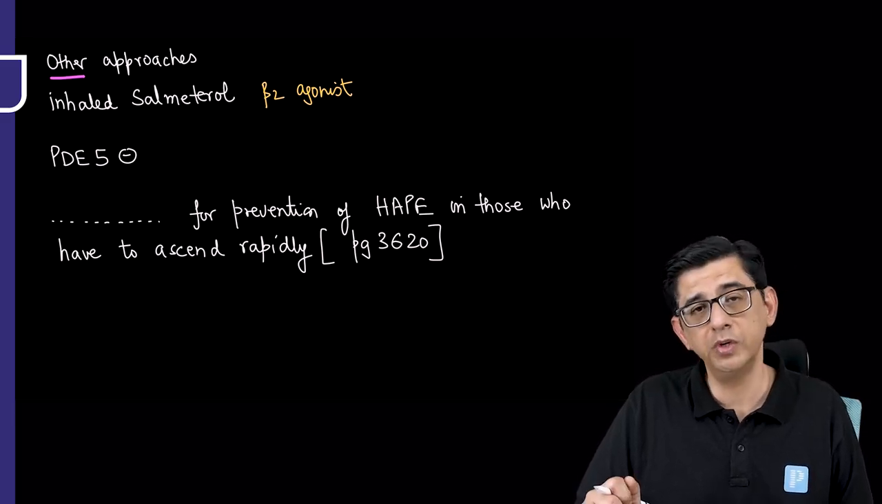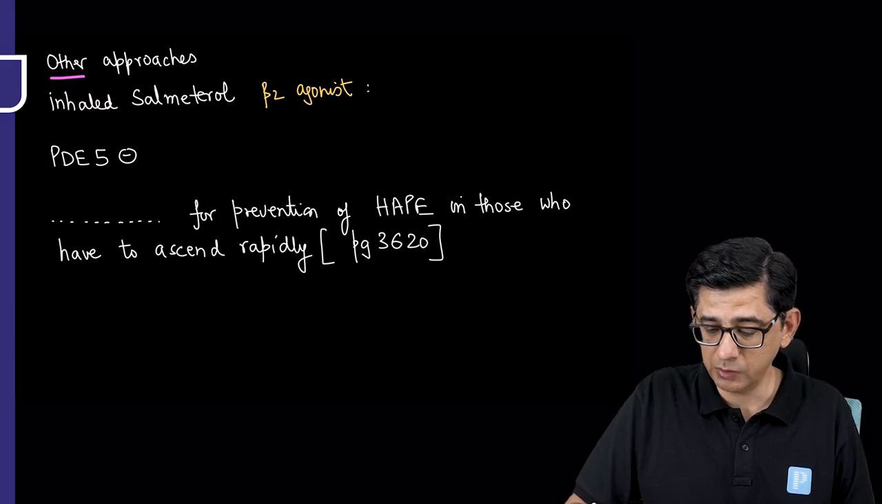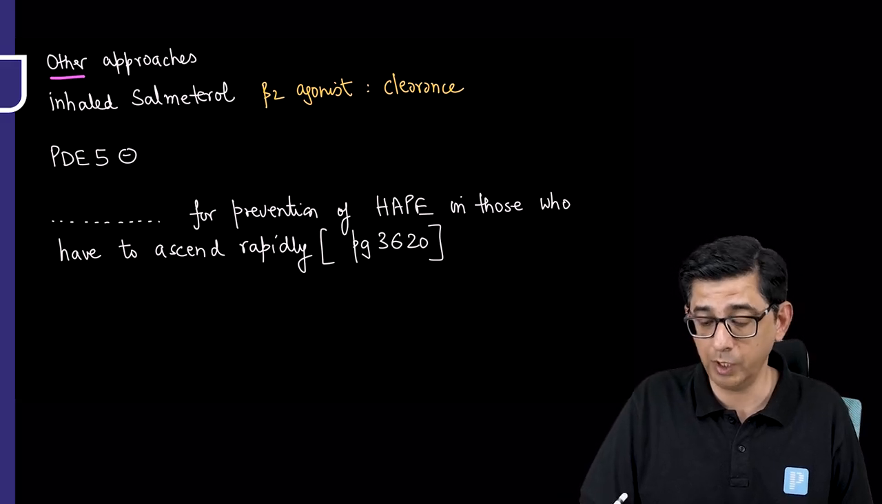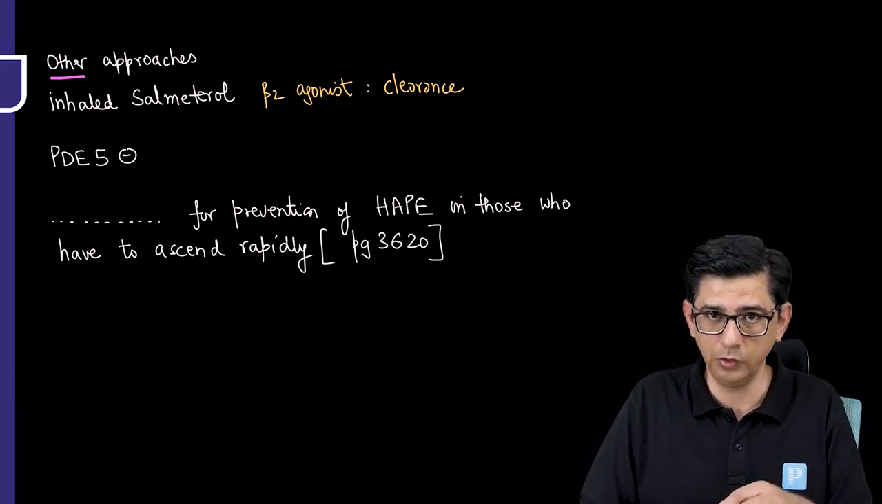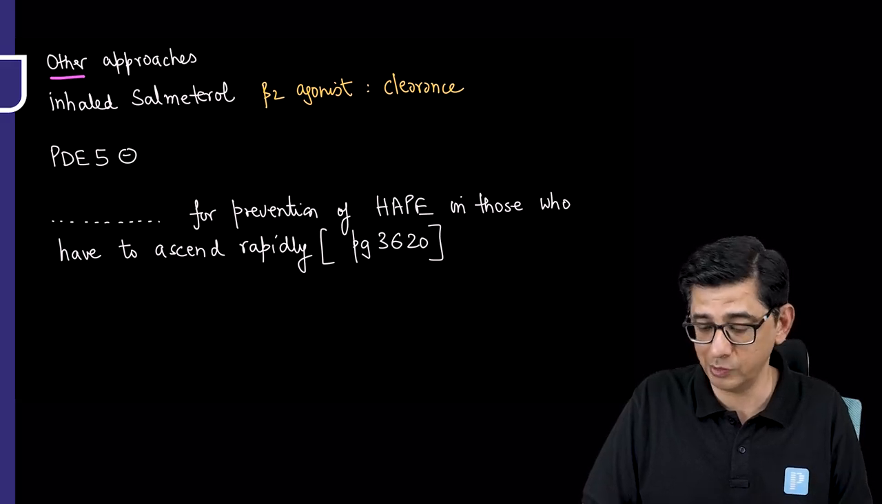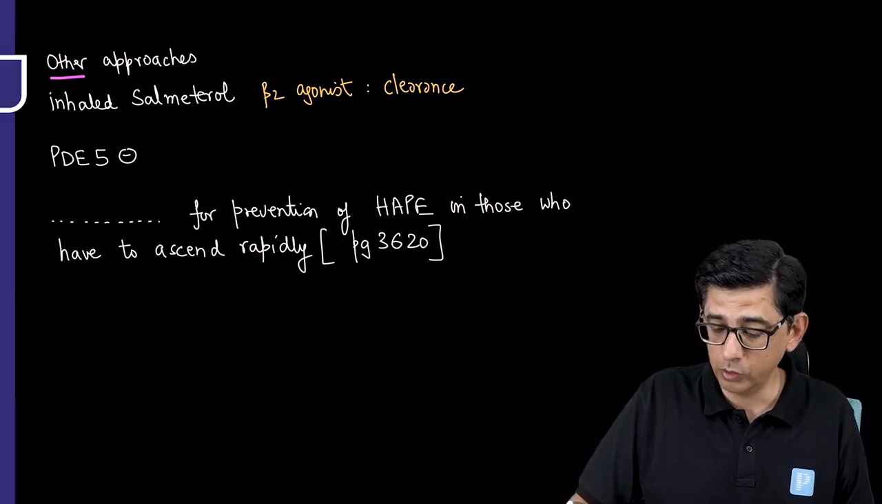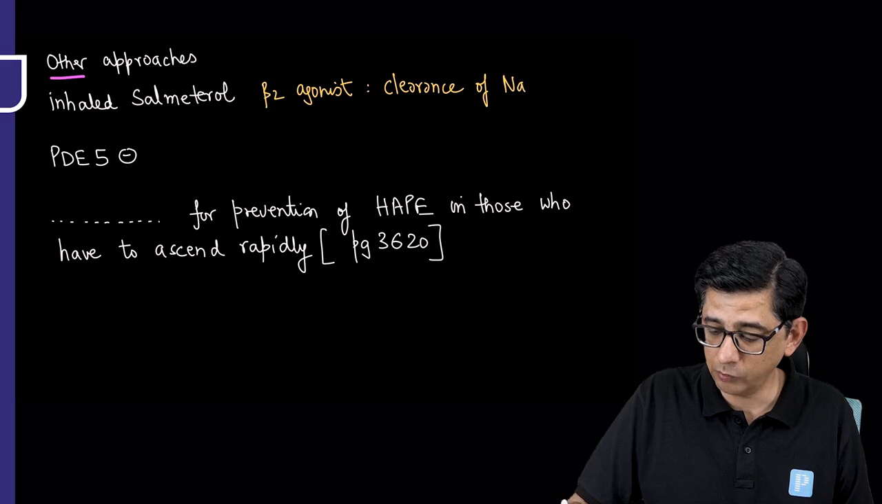But there's a second reason why salmeterol is also used. He says that one of the important reasons is not primarily the bronchodilation part, though bronchodilation is obviously there because cold mountain air causes bronchospasm. It has been documented in studies that beta 2 agonists will also cause clearance of sodium and water from the alveoli.